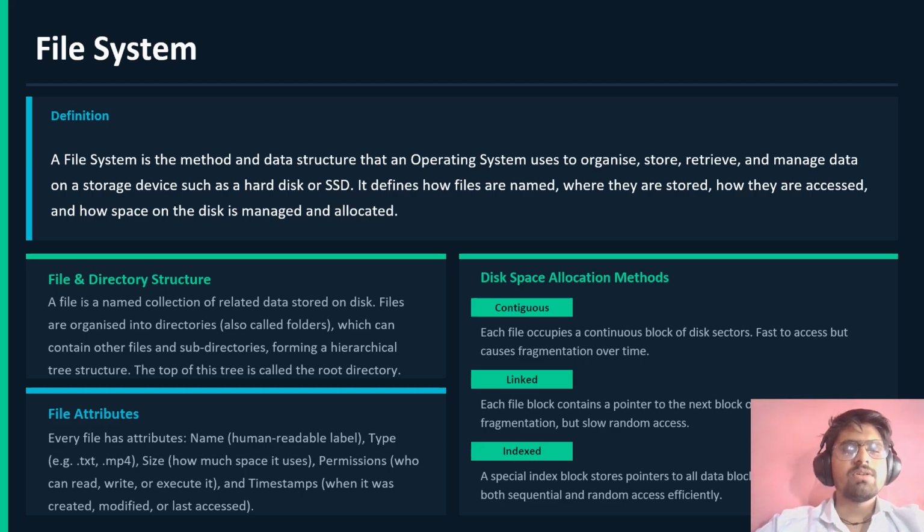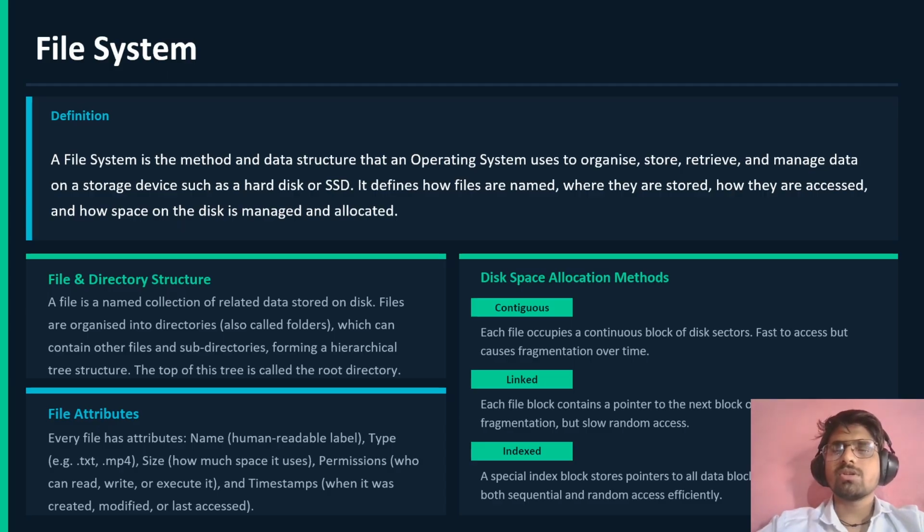File attributes. Every file has attributes: name, a human readable label; type, for example .txt, .mp4; size, how much space it uses; permissions, who can read, write, or execute it; and the timestamps when it was created, modified, and last accessed.